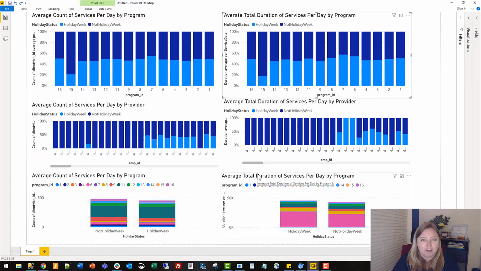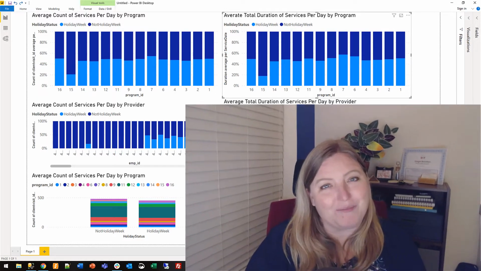It would also be interesting to look at kids versus adults. So there's a lot of different ways to break this down, but I just thought it would be interesting to think about how you could play around with data comparing holiday information to non-holiday information.